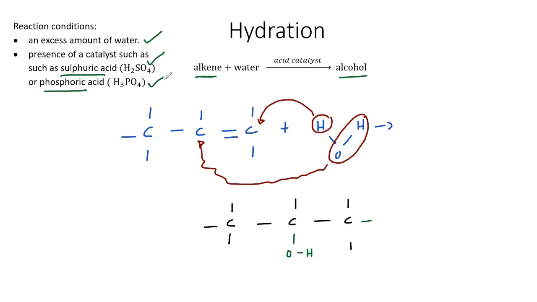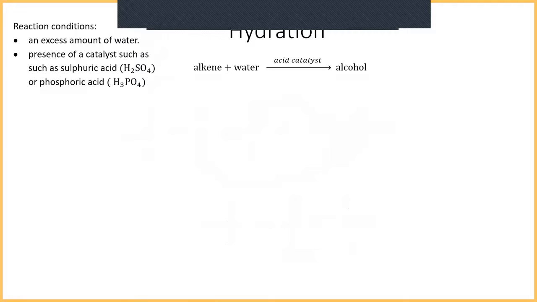So when we do questions, please be clear. If they ask you the name of the catalyst, write the name. If they ask you the formula of the catalyst, write the formula. You must know all these things. Name, formula of catalyst. It could be sulfuric acid, or you can also use phosphoric acid. These reaction conditions, people, are very important, as you can see.